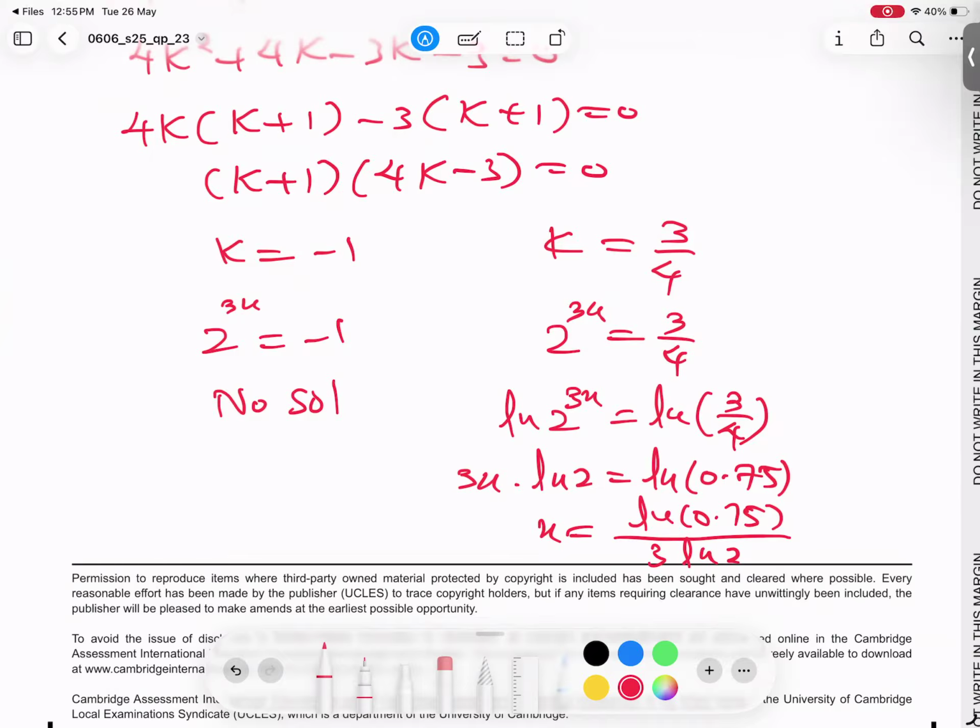Okay. So when we type this in the calculator, we are getting negative 0.138, which is our final answer.